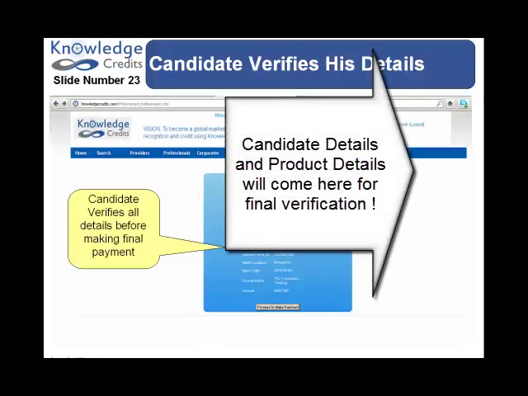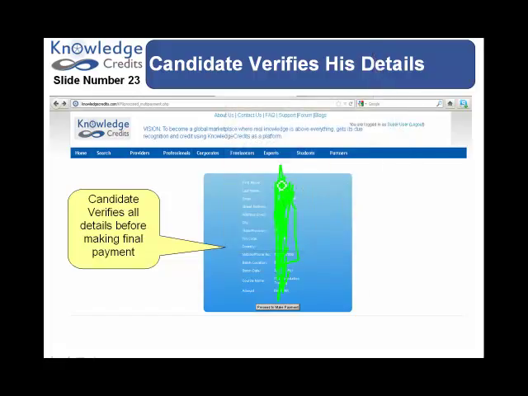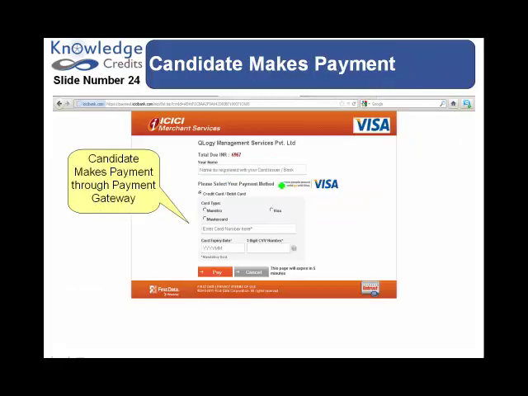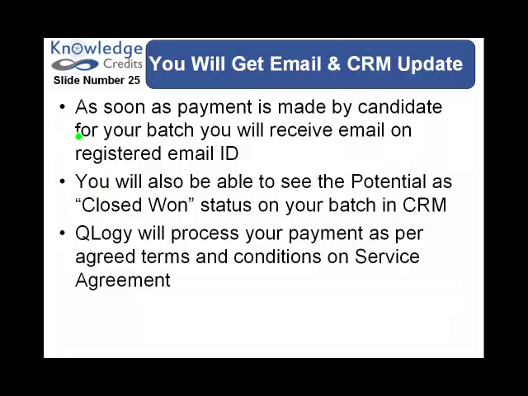Before he moves on to the next level, he can verify all of his details here. Once he has verified the details, he can ensure that he's going ahead to make the payment. So he will verify all of these details here. I am hiding this because it's dummy data, and the candidate will verify details before making the final payment. The candidate will make the final payment through a payment gateway.